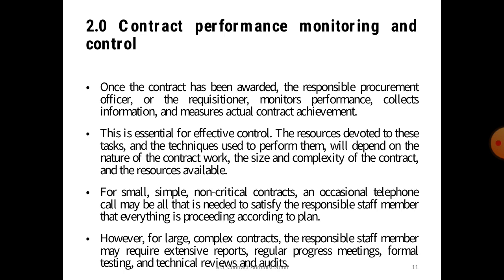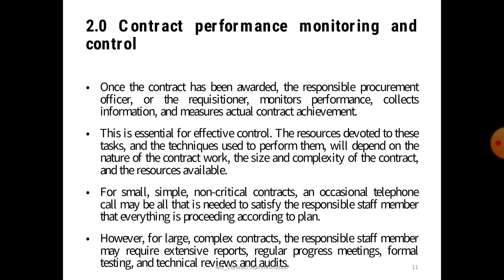procurement officer monitors performance, collects the information and measures actual contract achievement. So this is essential for effective control. The resource devoted to this task and the technique used to perform them will depend on the nature of the work, the size and complexity of the contract, and resources available.